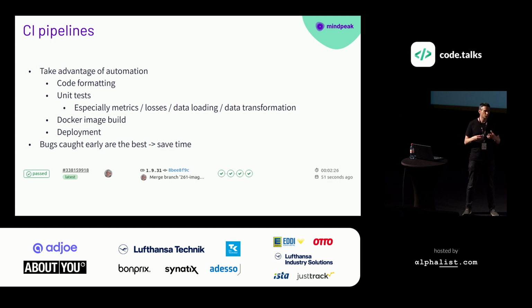We also build our Docker images in the CI pipelines and automatically deploy when someone changes code, so you can immediately also inspect what the model does. Because the earlier you find bugs, the better. And of course, all of us make a lot of mistakes. So it's great to have some guard rails that help you there.